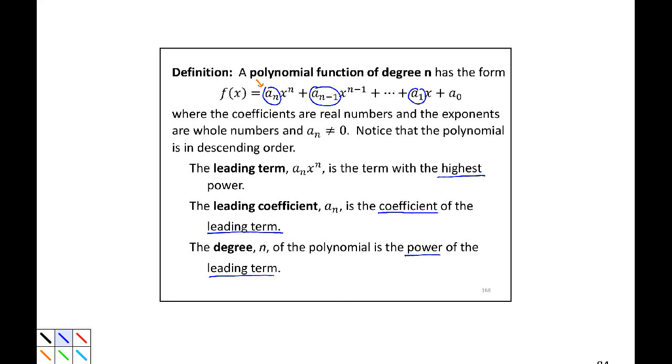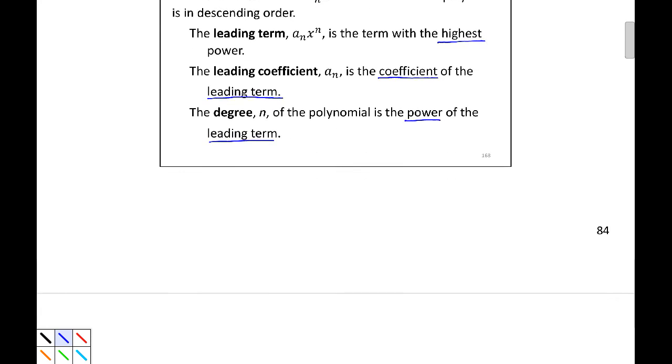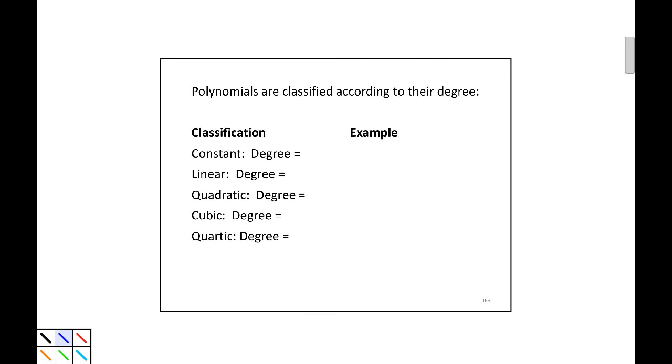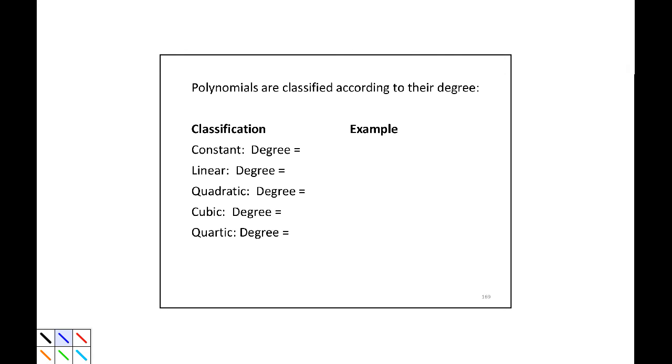So let's look at a few examples. Polynomials are classified according to their degree. I'm going to write several functions here, and we're going to assume that they are all functions. f of x equals whatever follows. A constant function has a degree of 0, and that might be something of the form f of x equals 3, f of x equals 17, something that is a constant. Notice there is no variable because it is a constant function.